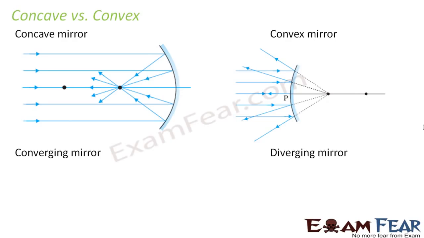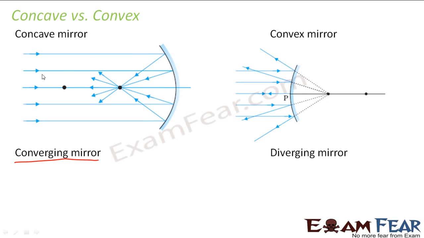Now let us look at the concave mirror and the convex mirror. The concave mirror is known as a converging mirror. Why is it called a converging mirror? Because it is seen that when rays of light fall on a concave mirror, so this is a concave mirror, it is silvered on the inside. So in case of a concave mirror, what happens? The rays of light, when they fall on this mirror, bounce back and they converge at a point.